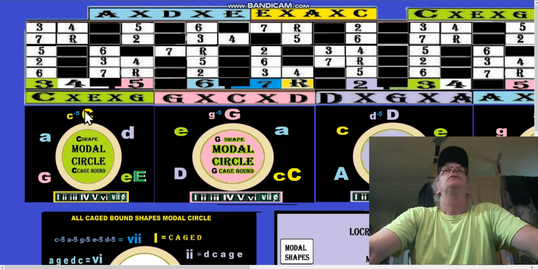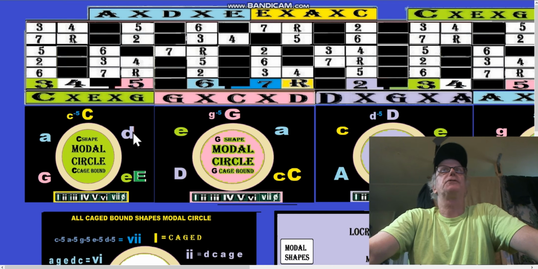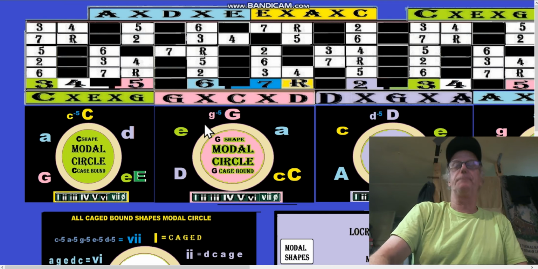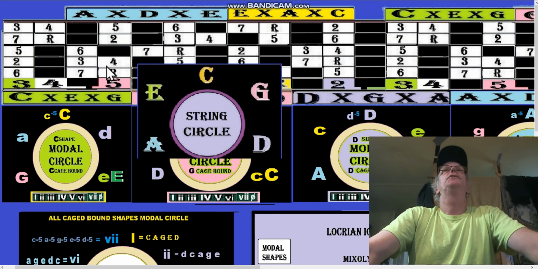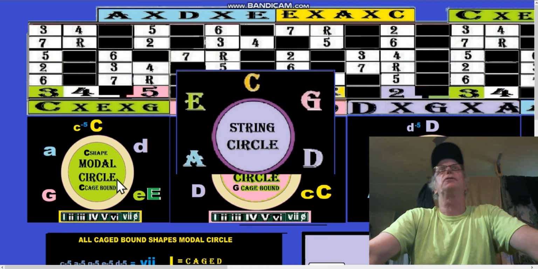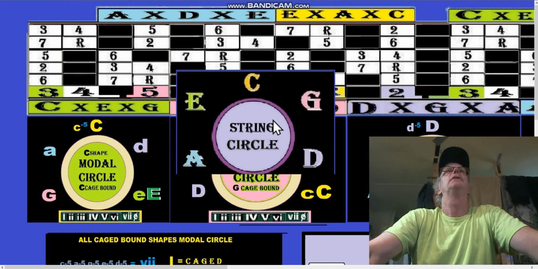So starting on the C here, we would have the 3, 4, 5. The D, okay, going up here in the modal, the D shape. Okay, now this is not the string circle. Let me get the string circle over here for a second. Okay, so now we have the string circle here right next to us so we can talk about this.